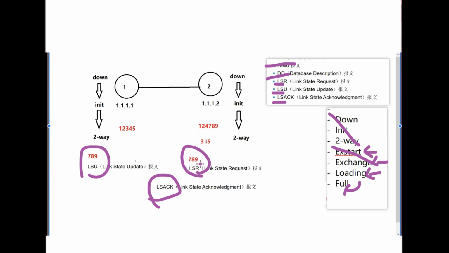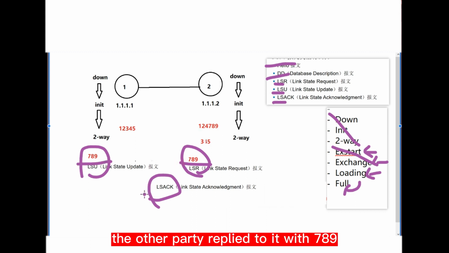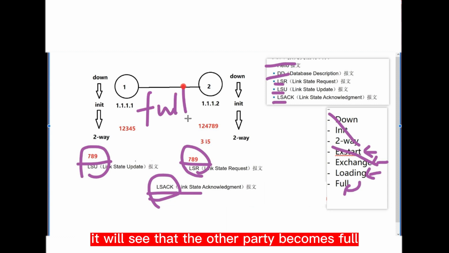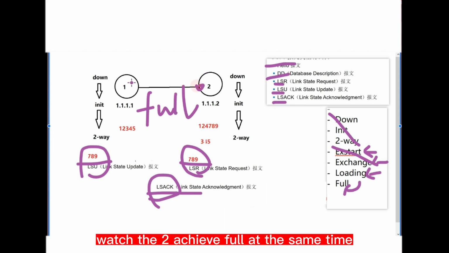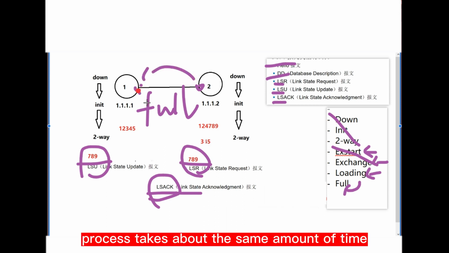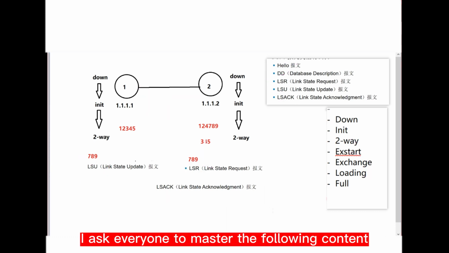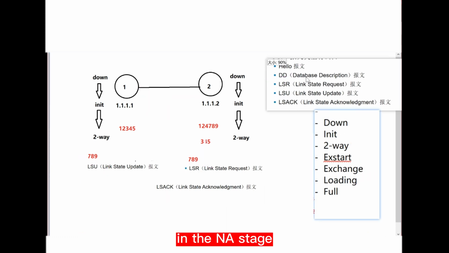For example, R1 requests 7, 8, 9. The other party replied to it with 7, 8, 9. It returns confirmation to the other party. Then it ends in the loading state and will see that the other party becomes full. Why do we often watch the two achieve full at the same time? Because this process takes about the same amount of time. I ask everyone to master the following content in the NA stage.